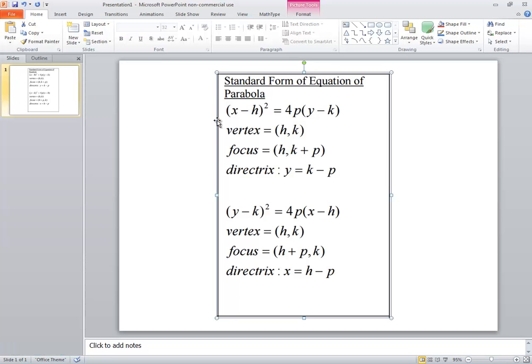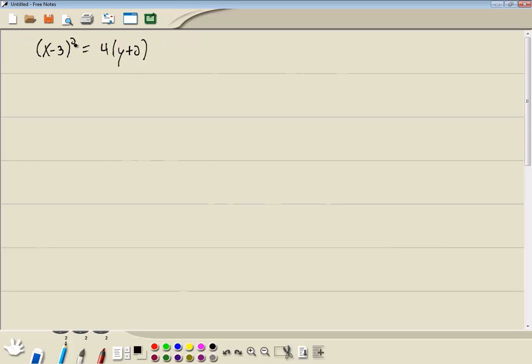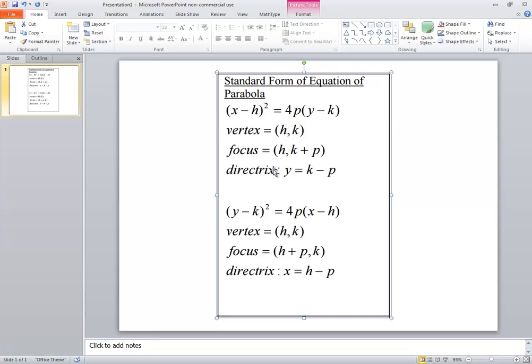Our top formula is when we've got a squared on the x. The bottom one is when we've got a squared on the y. In this problem we have a squared on the x, so we're going to use the top formula.